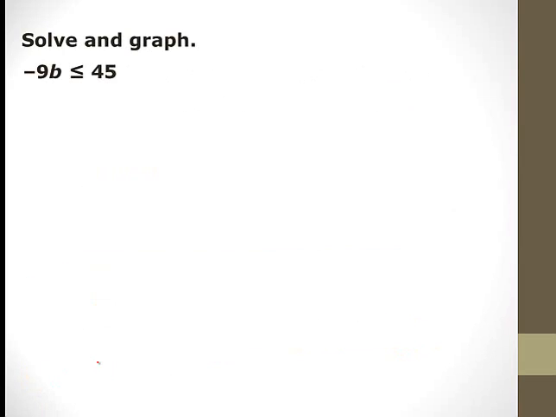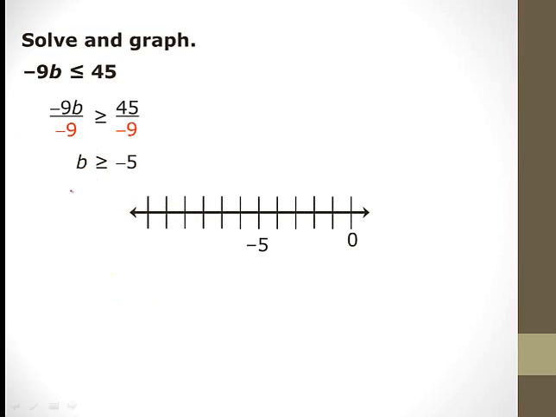All right, so solve and graph this. Hit pause. Don't forget to hit pause. All right, so I'm going to divide both sides by -9. What happens when you divide by a negative? You flip the inequality. So my b is greater than or equal to -5. Okay, what type of circle am I using? Open or closed? Closed. On what number? -5. In what direction? To the right.